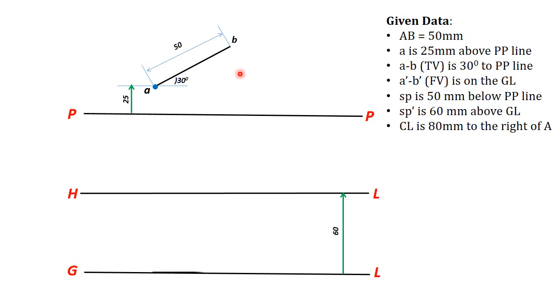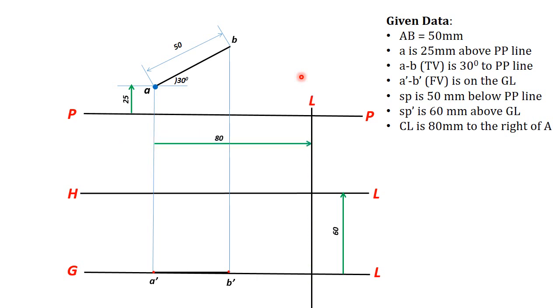Now you can draw the corresponding front view, which is lying on the ground line, because the line is on the ground plane. So your front view is on the ground line, A dash, B dash. Now the next step to follow is to find the station points. Find the station points in front view and top view.